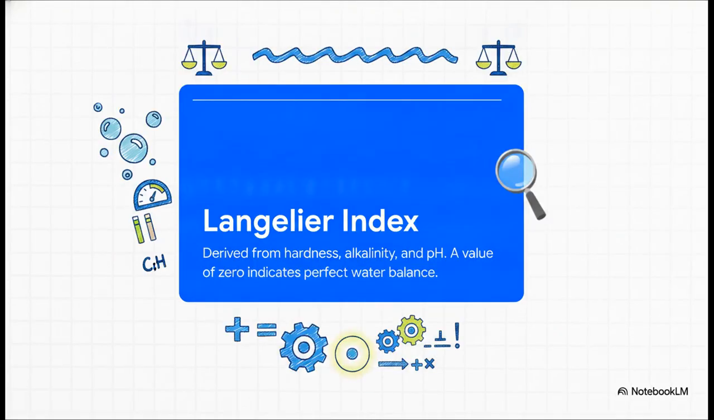So our absolute holy grail here is hitting what's called the Langelier index of exactly 0. This means the water is perfectly happy, not scaling, not corroding. It takes all those moving parts, pH, alkalinity, calcium hardness, even the water temp, and mashes them into one single number. If you hit 0, you have nailed perfect water balance.